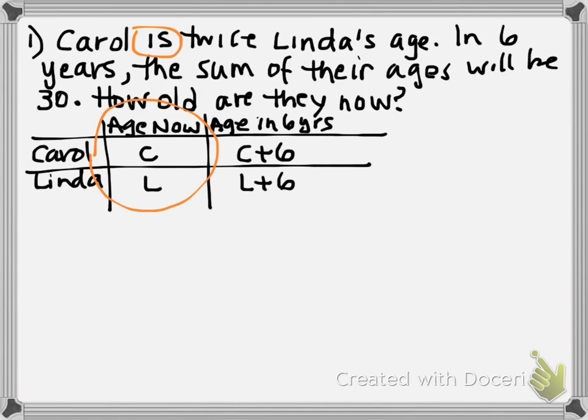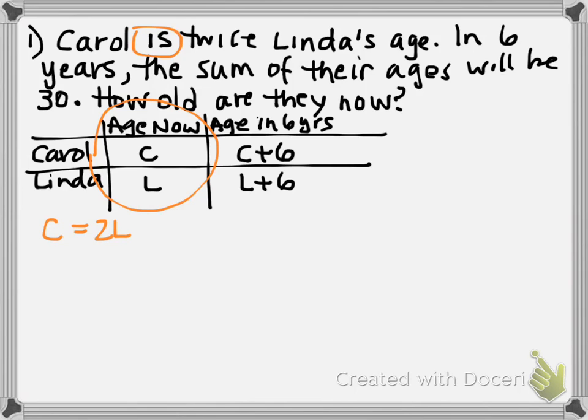Okay, so Carol, excuse me, how do I translate Carol? Carol now is C, right? Is means equals twice Linda's age. And we're just going to write 2L, okay? The next sentence starts with in 6 years. So now it's not talking about their ages now, it's talking about their future ages. So in 6 years, the sum of their ages will be 30.